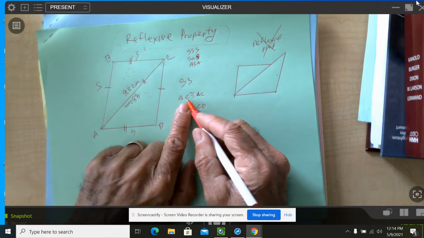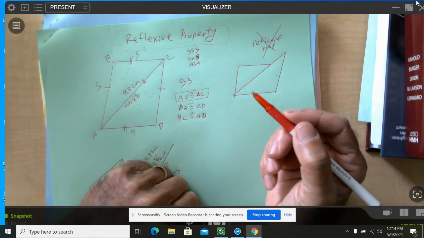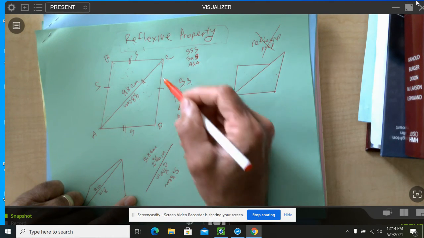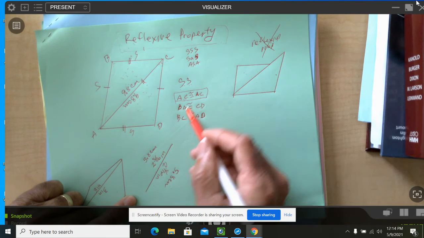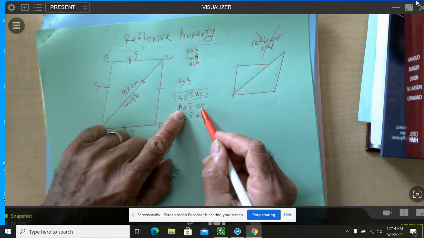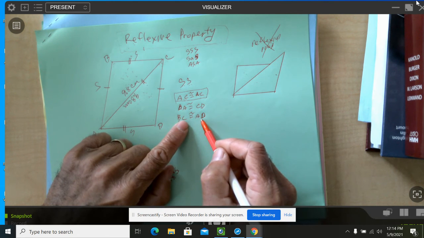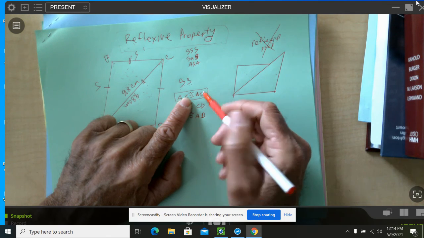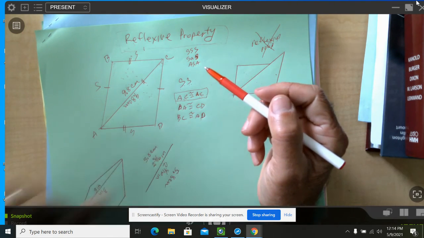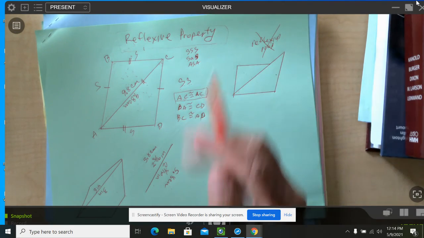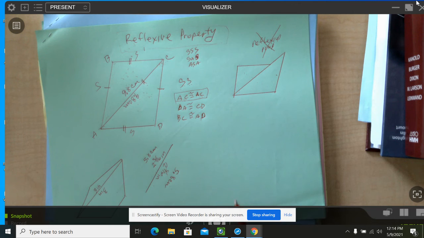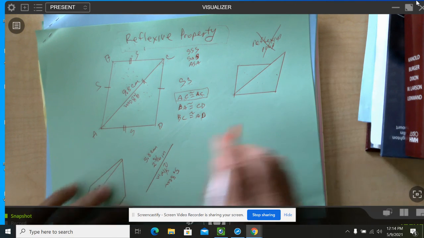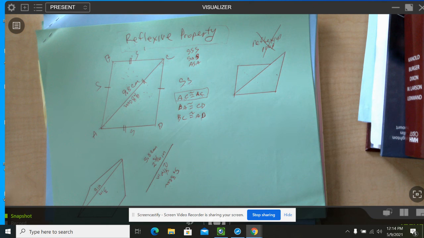Now notice the one we're using the reflexive property on is the only one that has the same letters on both sides. These are two different sides that are still congruent. These are two different sides that are congruent. But this is the same side we're using twice. It's like looking in a mirror, like a reflection, right? When you look in the mirror, you see the same thing, except the other side, I guess. It's kind of reversed. So that's what the reflexive property is. I hope it helps.